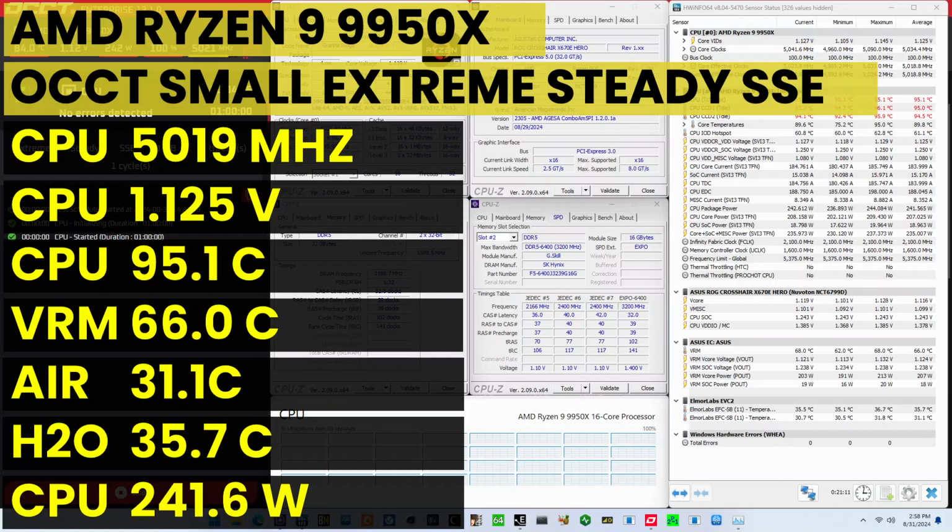When running the OCCT CPU SSE stability test, the average CPU core effective clock is 5,019 MHz with 1.125 volts. The average CPU temperature is 95.1 degrees Celsius. The average CPU package power is 241.6 watts.